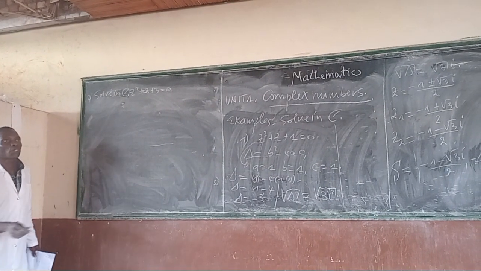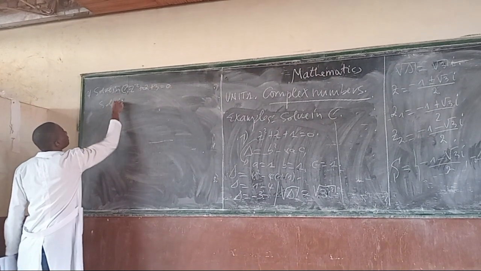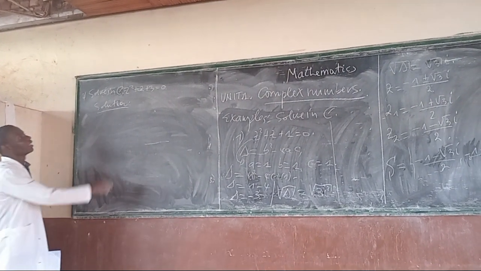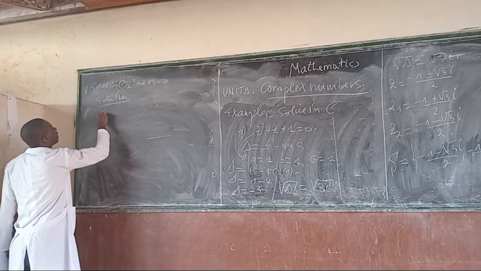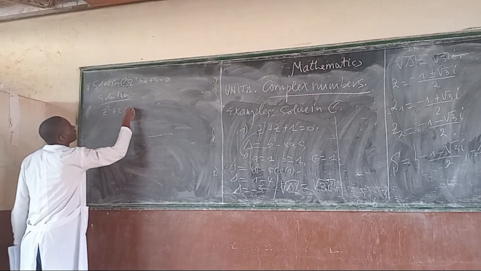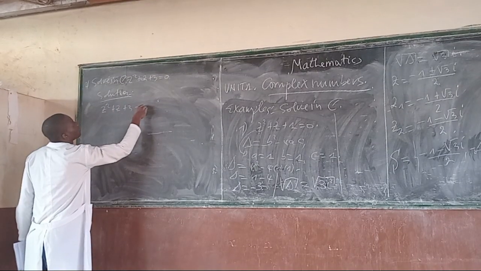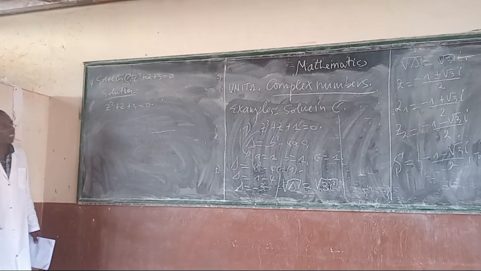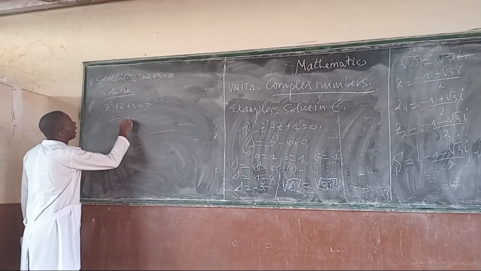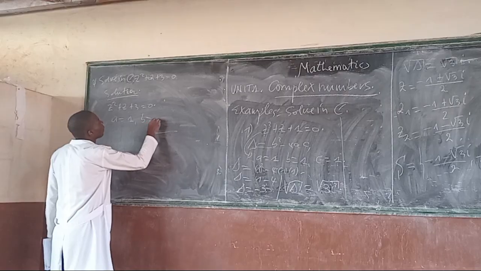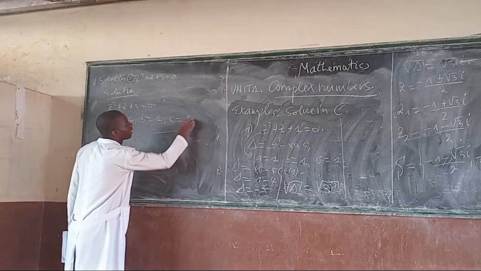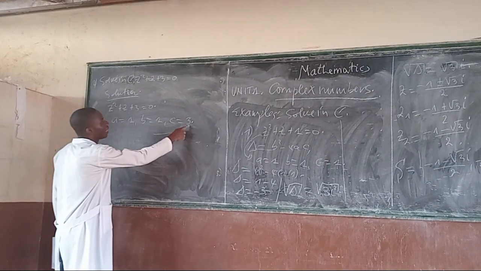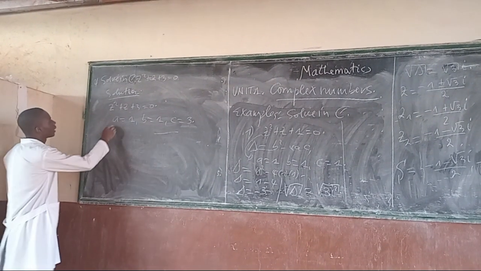Now, for the solution of this question, we have z squared plus z plus 3 equal to 0, and we have to identify which is a, which is b, and which is c. Now, a is equal to 1, b is equal to 1, and c is equal to 3. Having found these, we can find the determinant.